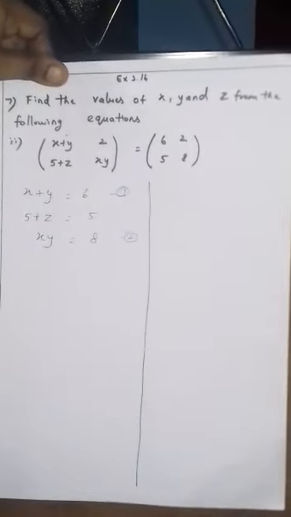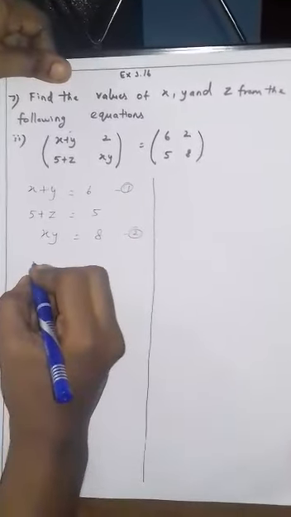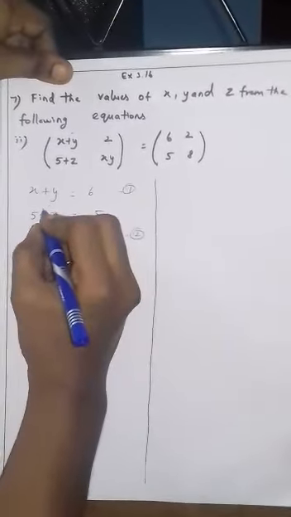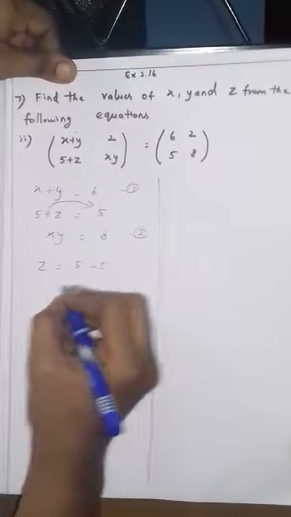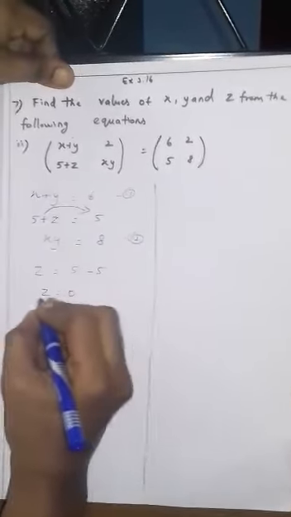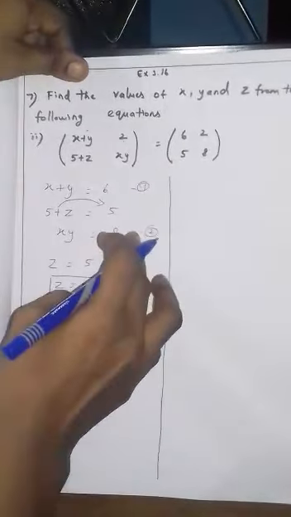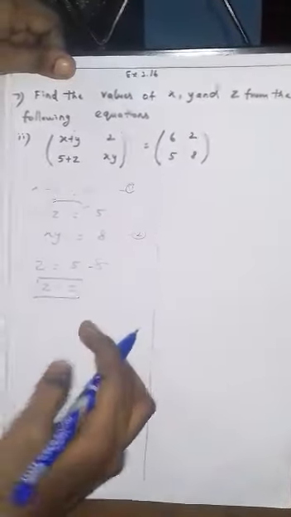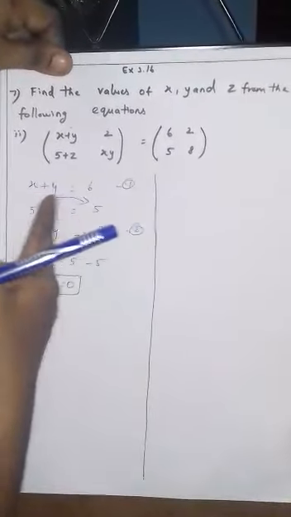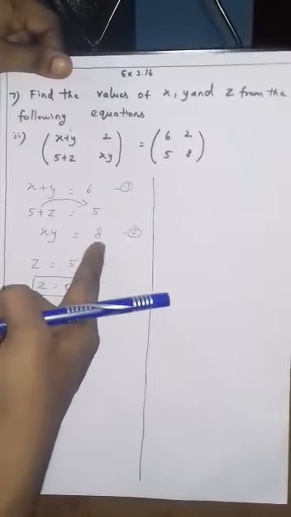So directly you can find the z value. 5 plus z equal to 5. Therefore z equals, changing the 5 to the right hand side, 5 minus 5. Therefore z equal to 0. So we directly found the z value. The next one, solve the values of x and y. You take equations 1 and 2. The first equation is x plus y equal to 6, and the second equation is xy equal to 8.